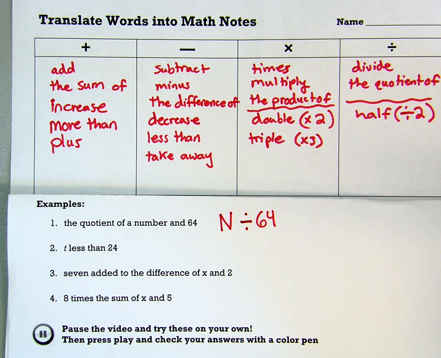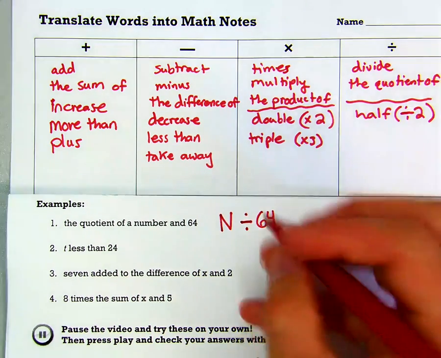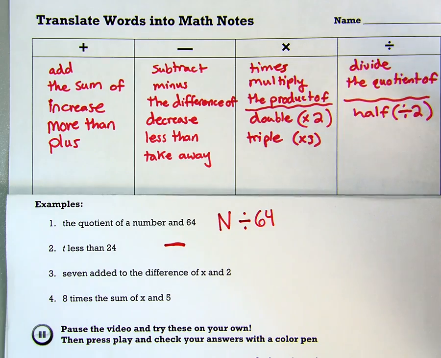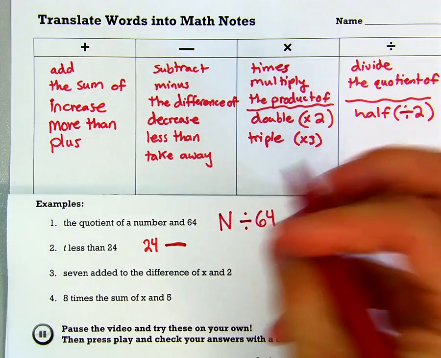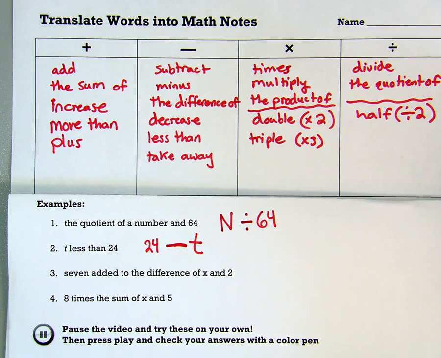Alright, next one is t less than 24. I notice that less than appears in my subtraction, so it is going to be subtraction. Now the key is, where do I put t and where do I put 24? So it's t less than 24. Okay, so I'm actually taking 24 and I'm taking t amount away from it. So it is 24 minus t.